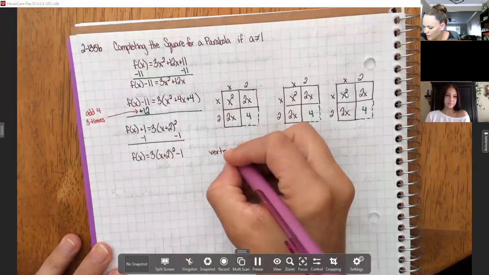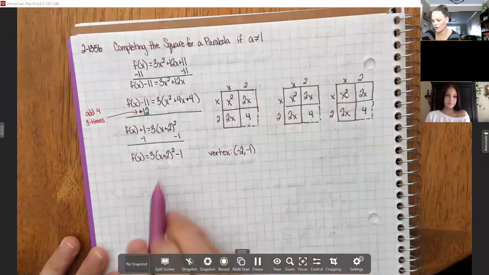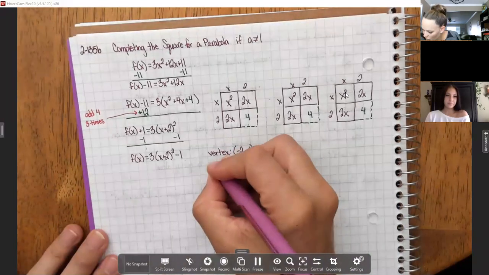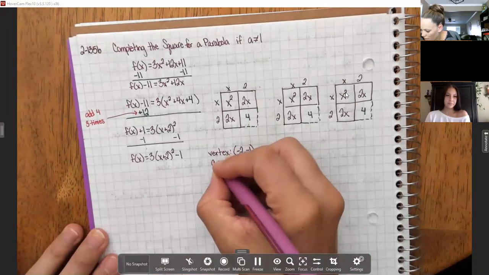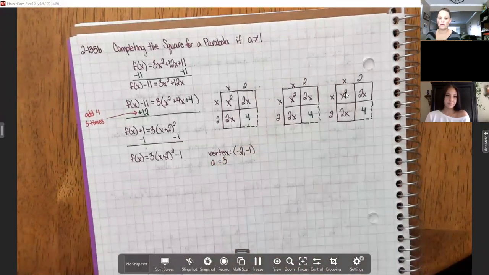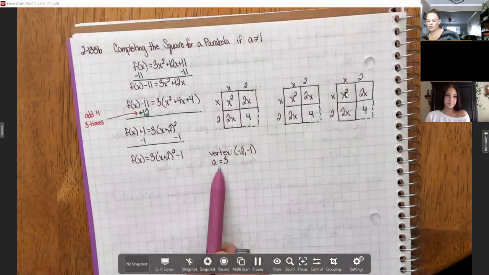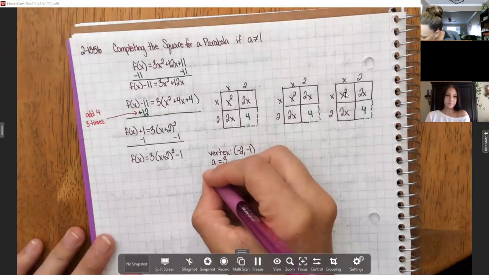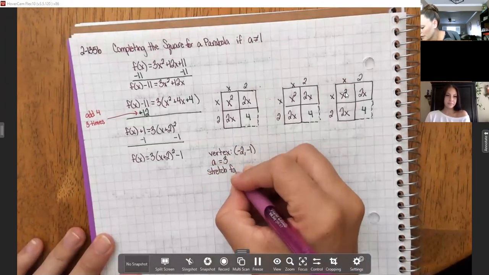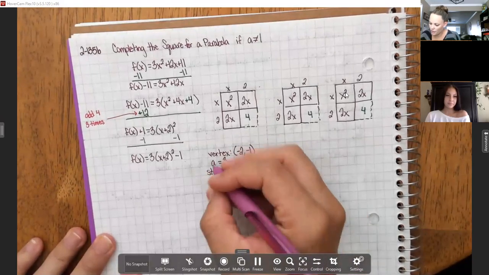So our vertex of this parabola is -2, -1, h and k. And our stretch factor, our a, is equal to 3. Remember, a is our stretch factor, which tells us the direction it opens and if it's compressed or narrow, skinny or wide.